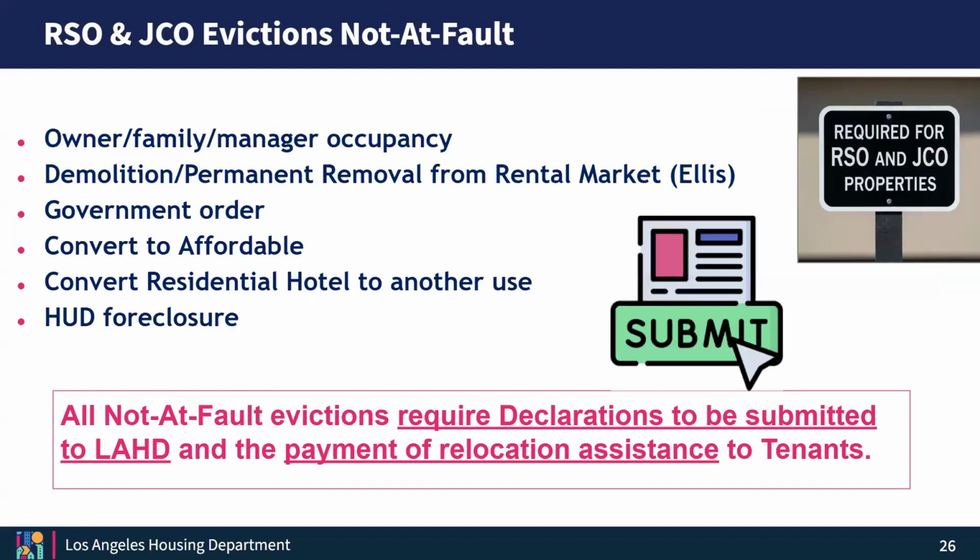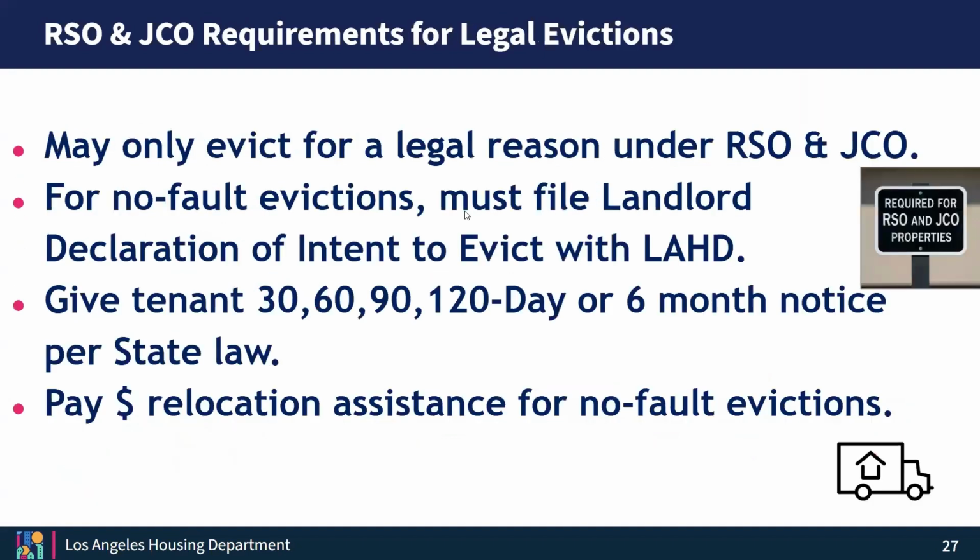Continuing on, not at fault evictions: owner, family, or manager occupancy, demolition, permit removal from rental market, permanent removal from rental market, LS eviction, government ordered eviction, convert to affordable housing, convert residential hotel to another use, and HUD foreclosure. All not at fault evictions require declarations to be submitted to the housing department and the payment of relocation assistance to tenants. Next slide.